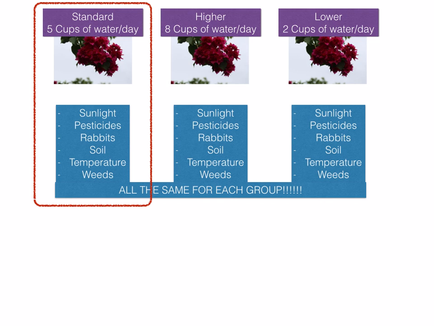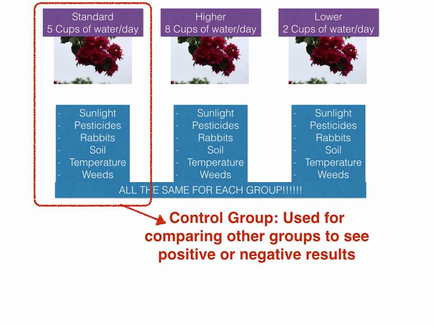This group, however, is kind of important. Because we know it's a standard, or because we know that most plants like 5 cups of water a day, this kind of gives us a known, or a group that we have seen the same results for. So this is what we'll call our control group, and we're going to use this to compare our other groups to see if there's any positive or negative results.